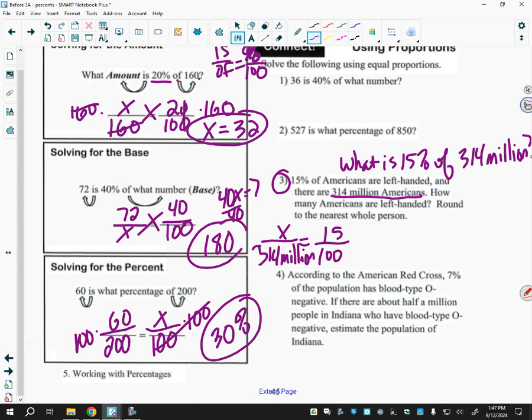Are you going to type all the zeros in your calculator when you do this? What happens if I don't? What happens if I just take 15 over 100 times 314? What happens if I do that on my calculator? Either way, I need a calculator. Do 15 over 100 times only 314 and not all the zeros. Type it in your calculator. I got 47.1. What does that mean?